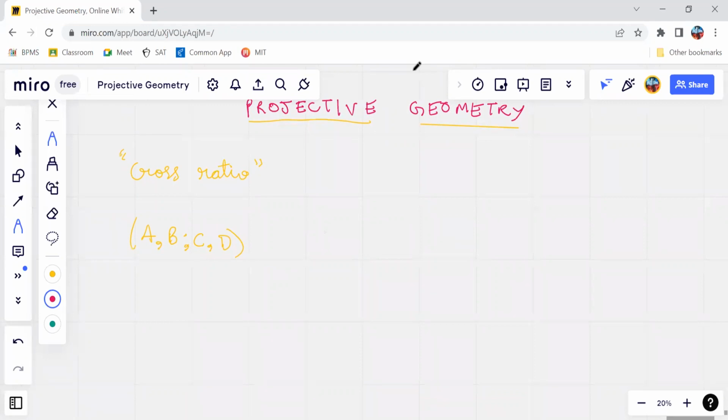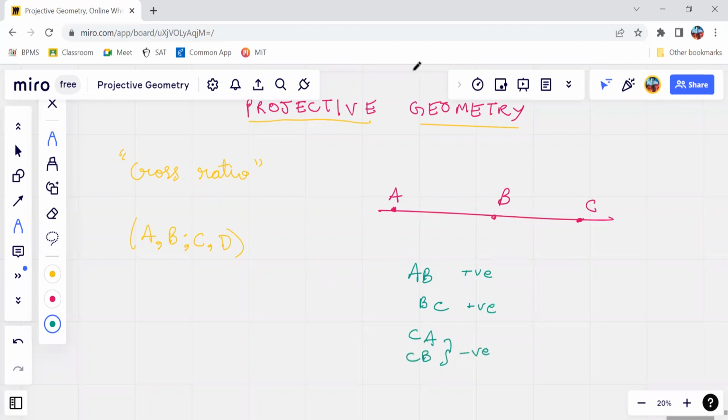So in this, the lengths that we're going to be taking are going to be directed. To give an example of what directed lengths mean, suppose we have A, B, C. We're going to assume that going right, AB is positive, BC is positive, but anything going in the reverse direction, for example CA or CB, they're both negative. And we'll see why this is relevant in a while.